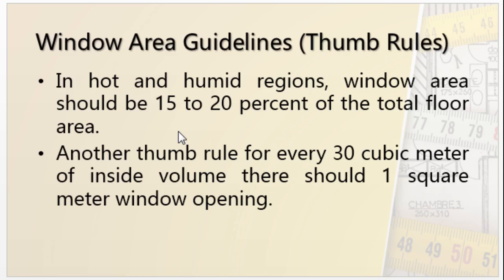Okay, there are some thumb rule guidelines, as you can see. In hot and humid regions, window area should be 15 to 20% of the total floor area. Another thumb rule we can use: every 30 cubic meter of inside volume there should be 1 square meter window opening. So if we say in case of hot and humid region, then first we'll have to take the total floor area. Total floor area means the floor area we can see from the plan view, and the window area we can see from the elevation or section view.